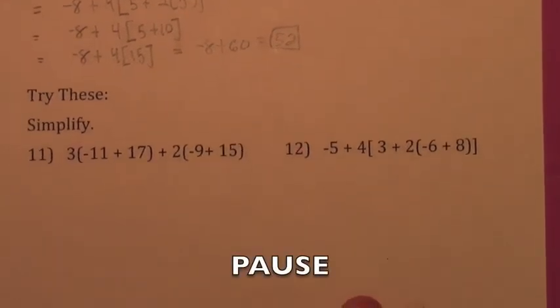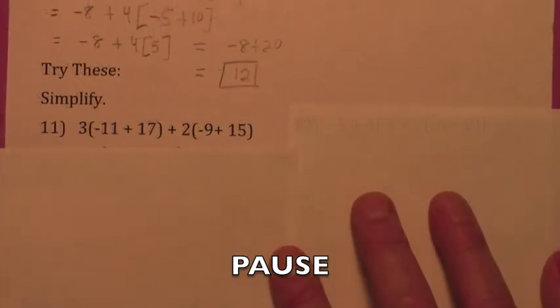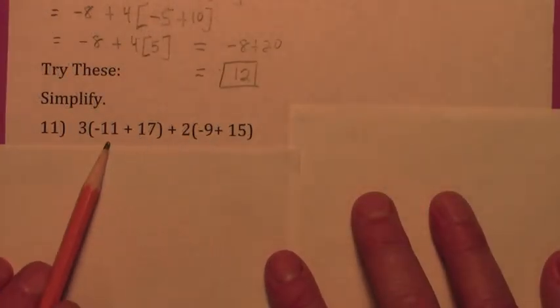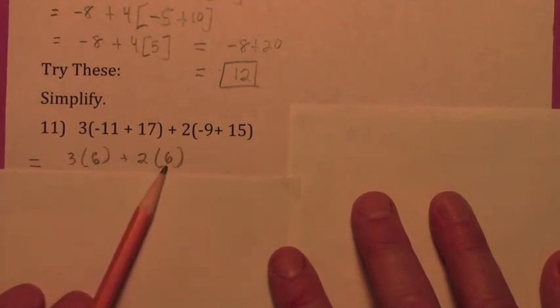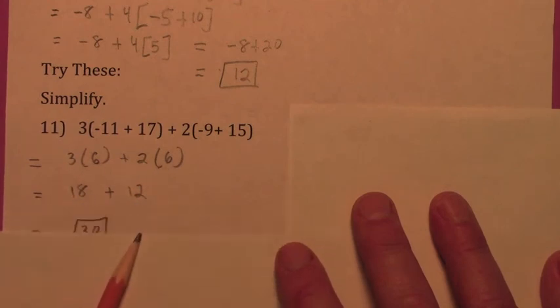Okay, well, why don't you hit the pause button, try these on your own. We'll go over them in just a minute. Okay, on that first one, did you work inside the innermost parentheses first? You write the whole problem down. This becomes a 6 inside of these parentheses. This also becomes a 6. Then you do the multiplications, 18 plus 12, final answer 30.